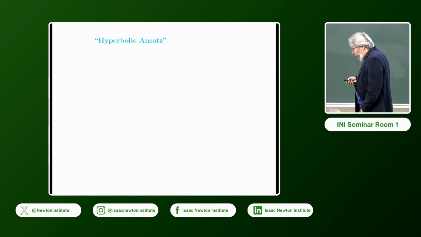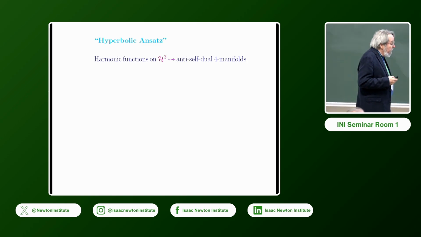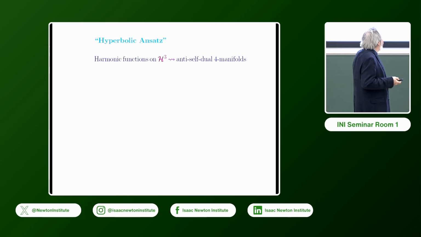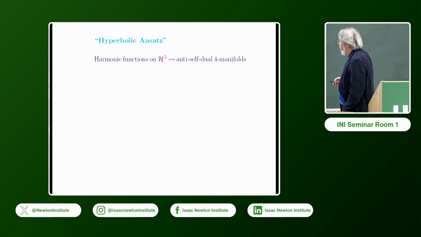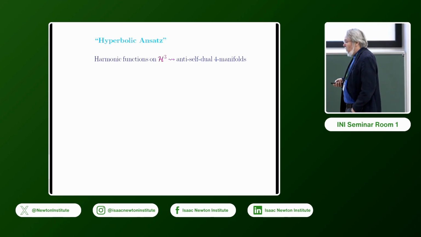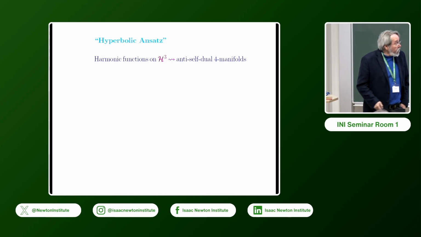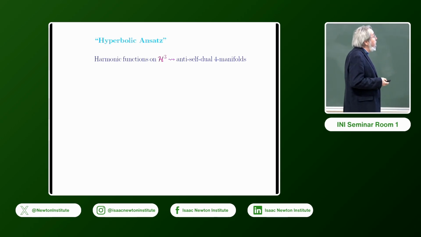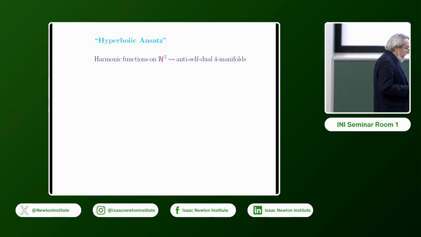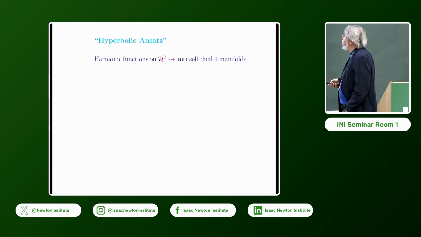So the thing that I want to explain is sometimes called the hyperbolic ansatz, and the main point is that if you have a suitable positive harmonic function on a region in hyperbolic 3-space, you can associate to it an anti-self-dual 4-manifold. In other words, you can get an oriented Riemannian 4-manifold for which half of the Weyl conformal curvature tensor vanishes. So the surviving part is W minus. That's why they're called anti-self-dual, but the equation is actually W plus equals 0.